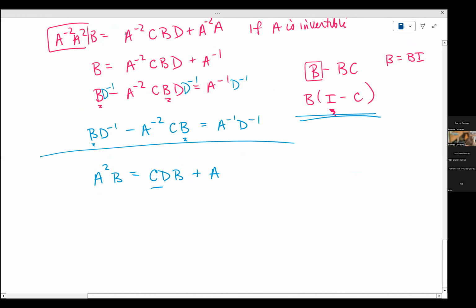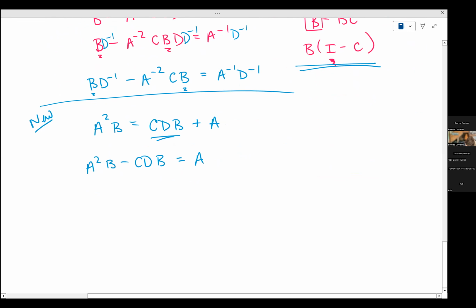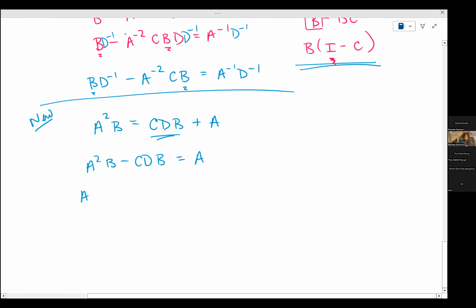I've just reversed the order. I'm starting a new example. Let me just fix this. Okay, so this question would be like this: a squared b minus c d b is equal to a, and then I would factor out the b on this side, and this would be a squared minus cd. The key point here is that the b is on the right hand side.